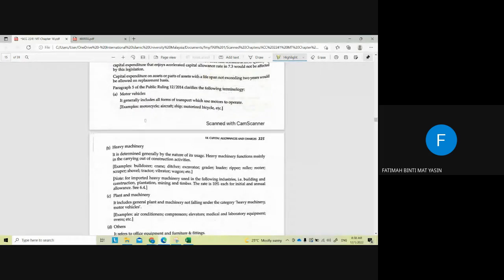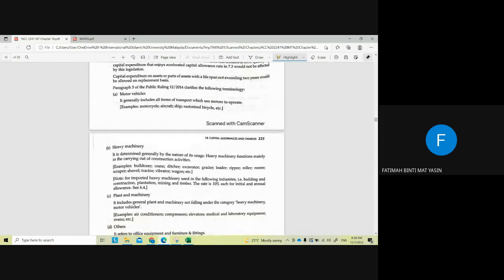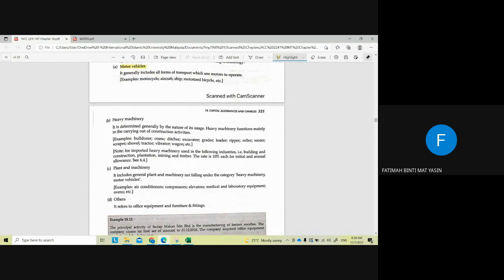If you look here, it is basically the definition. What are motor vehicles? What is heavy machinery? What is plant and machinery and also others? For motor vehicles, it generally includes all forms of transport which use motors to operate. I believe that you know what motor vehicles are. Heavy machinery is determined generally by the nature of its usage. Heavy machinery functions mainly in the carrying out of construction activities, for example, bulldozer, crane, ditcher, and so on. So that's heavy machinery.